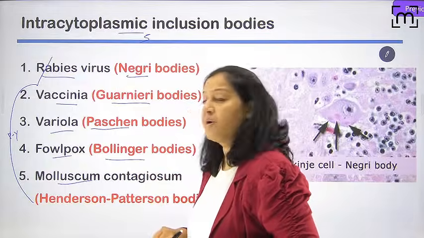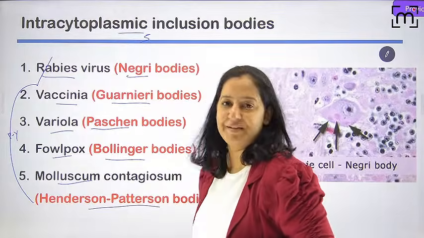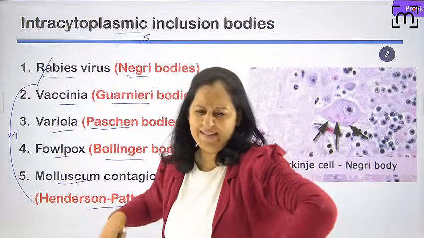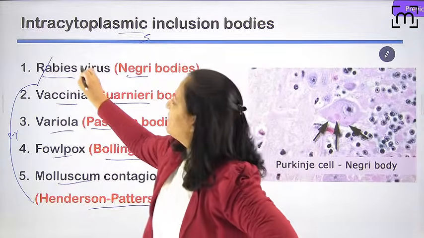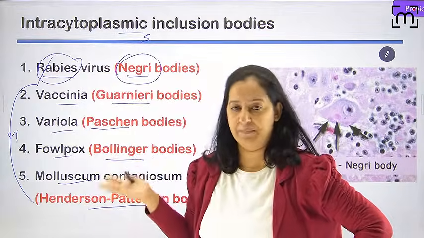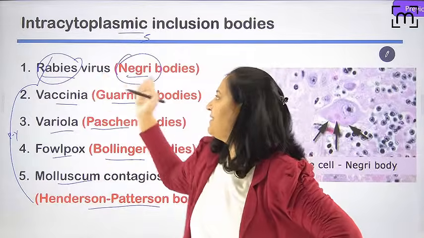In fowlpox, it's Bollinger body. And in molluscum contagiosum, it's Henderson-Paterson. So, ma'am, how to learn it? It's very easy. Let me tell you a trick. Okay, everyone knows rabies mein Negri hai. Ye to bacche ko pata hai. Even a kid knows that. In rabies, there is a Negri body.